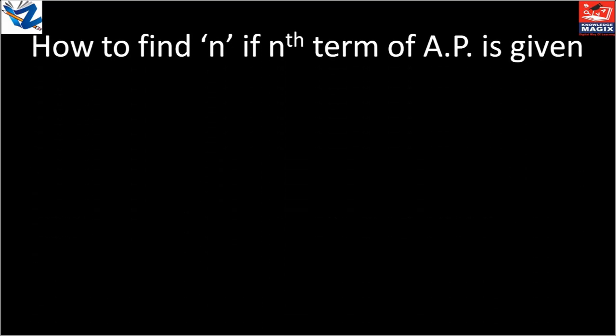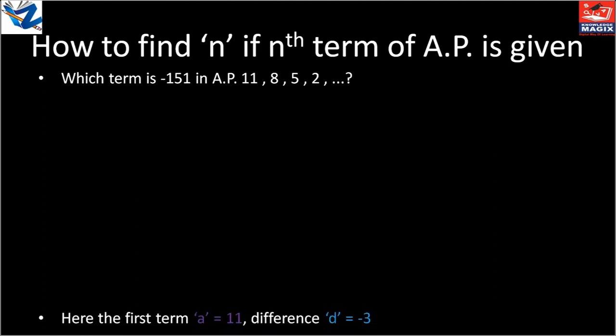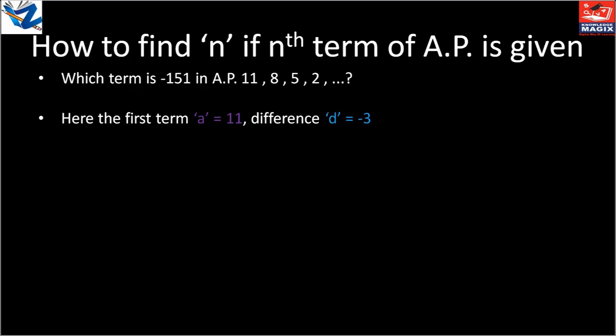How to find n if nth term of AP is given? Which term is minus 151 in AP 11, 8, 5, 2? Here the first term a is equal to 11. Difference d is equal to minus 3. Nth term Tn is equal to a plus n minus 1 into d.